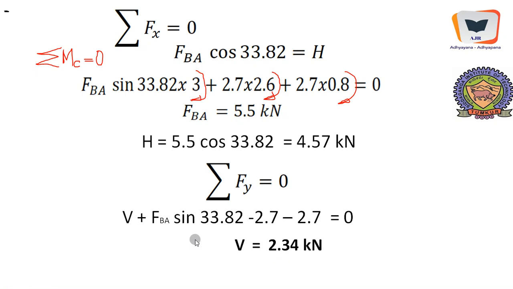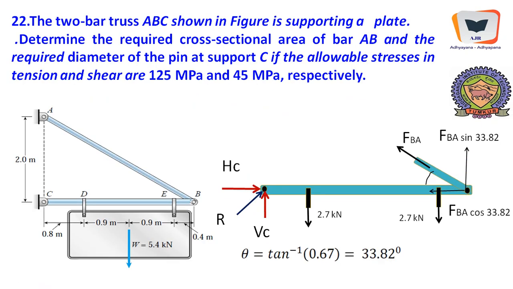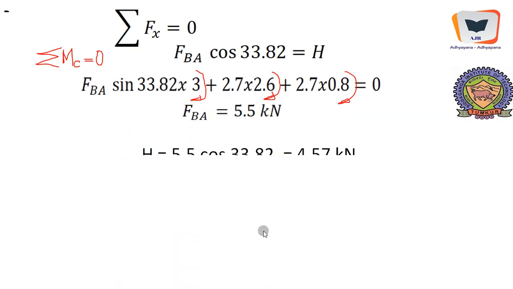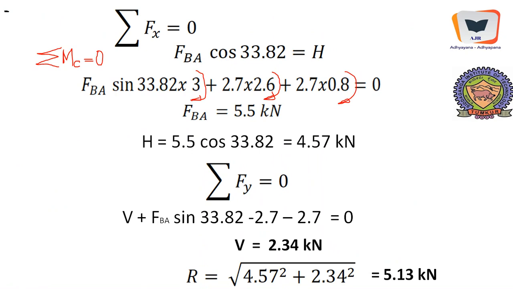So at the link we can see VC and HC, and the resultant can be calculated by taking the square root of the square of HC and the square of VC. That's what is being done over here, because we need to consider the resultant reaction as the shear force. So the shear force or the resultant reaction happens to be 5.13 kilonewton.